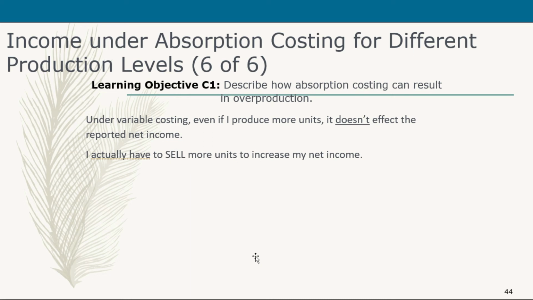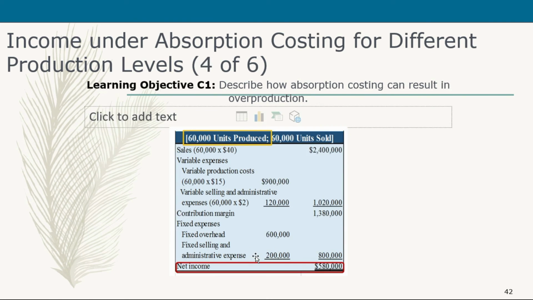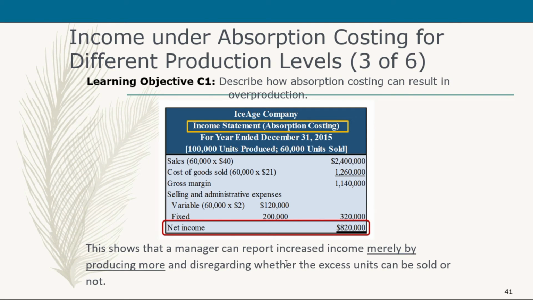Okay? I think that is elementary to you. The more that you sell, of course, you will have more income. But again, if you produce more or less, it does not affect the net income under variable costing. In absorption costing, it is a different case, right? As I've mentioned earlier. In here, again, to have an increased income under absorption costing, you have to produce more.